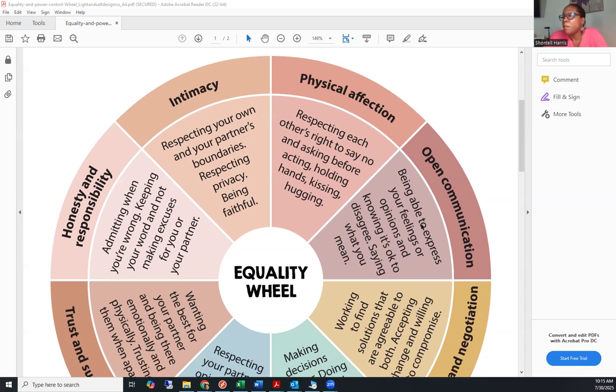Open communication: being able to express your feelings or opinions, knowing it's okay to disagree, saying what you mean. When in a relationship, you're not going to always agree 100%. That's any type of relationship. You might not agree with, say, in the mom and son situation, his choice in girlfriends, or his opinion on a certain subject that you feel strongly about, but you can just be open to it.